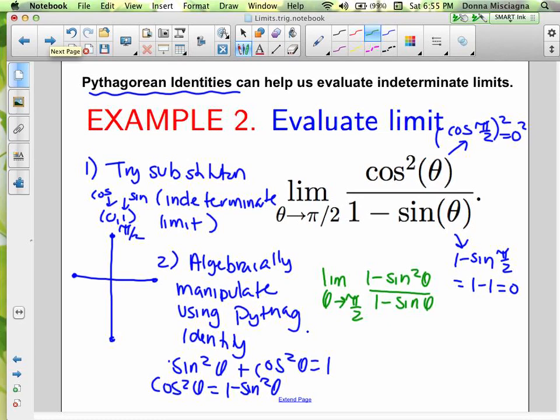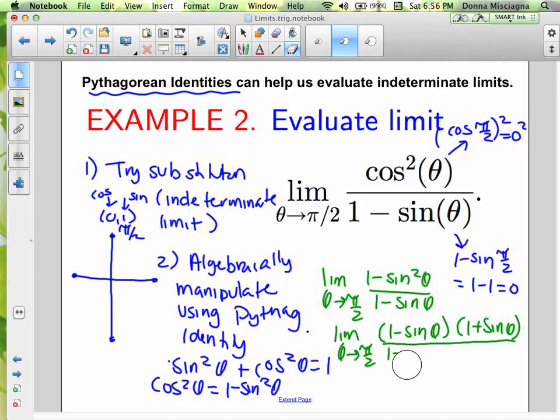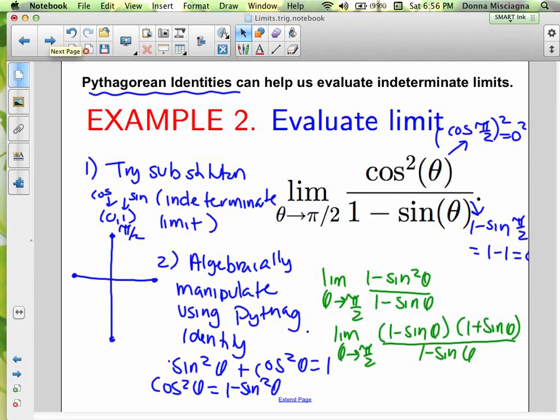Well, that's a difference of squares in the numerator. I could rewrite that. So we have the limit as theta approaches pi halves of 1 minus sine theta times 1 plus sine theta divided by 1 minus sine theta. And now we see what the problem is. We have a factor of 1 minus sine theta in the numerator and the denominator.